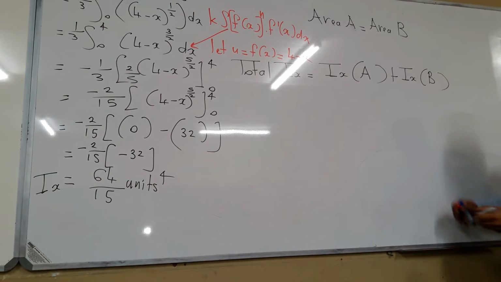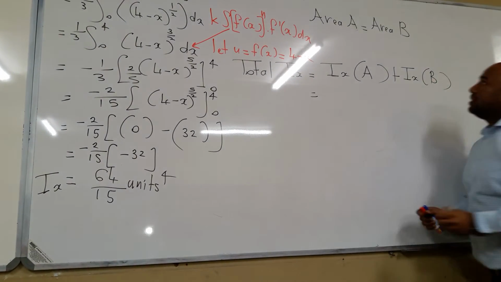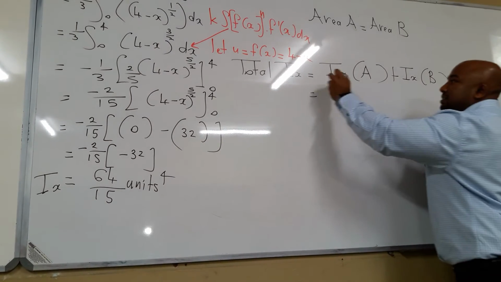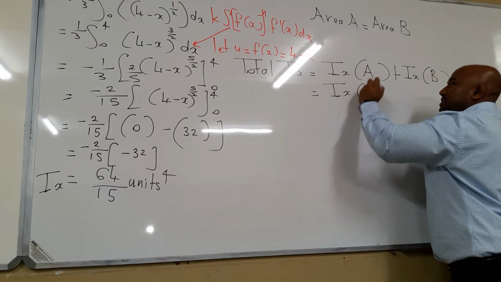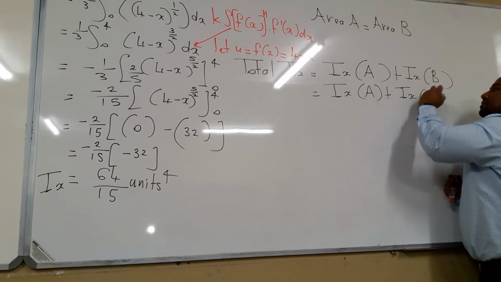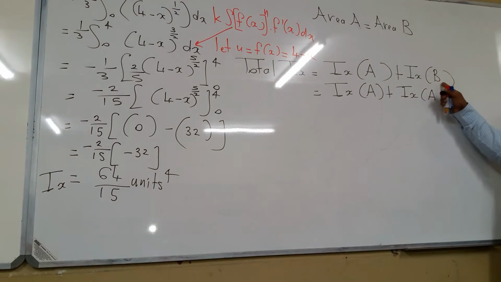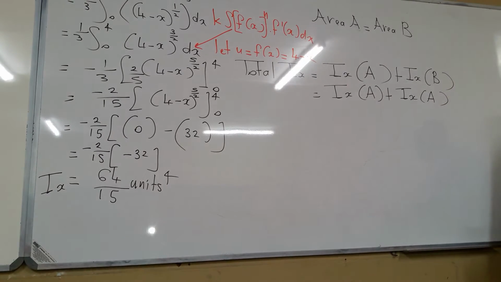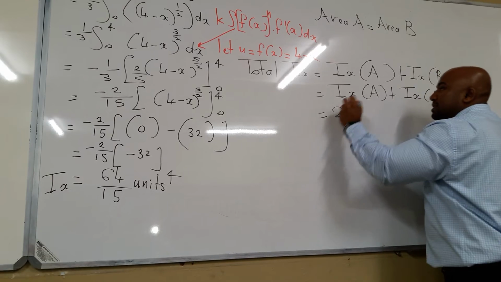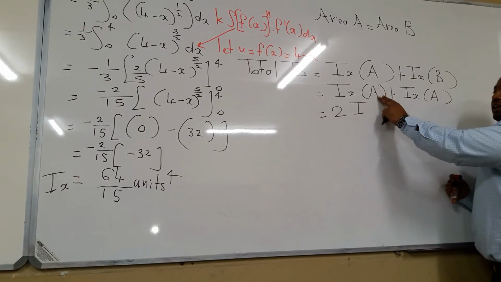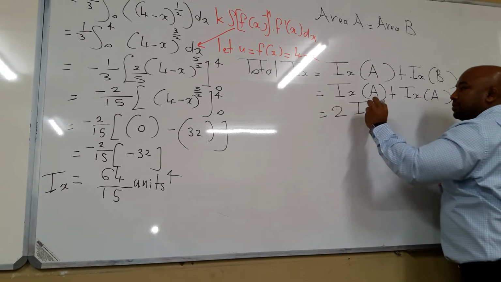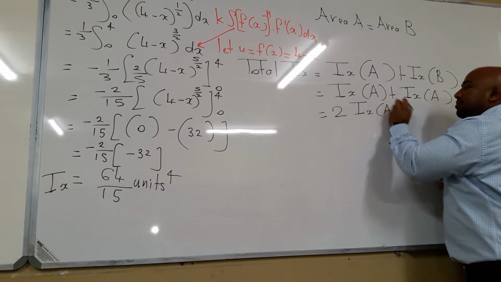But what do we know? We know that area B is equal to area A. So that means I can change this to A because A is equal to B. So therefore, I'm going to get twice from adding. These are like terms. You can see that 1 plus 1 will give you 2 of Ix.